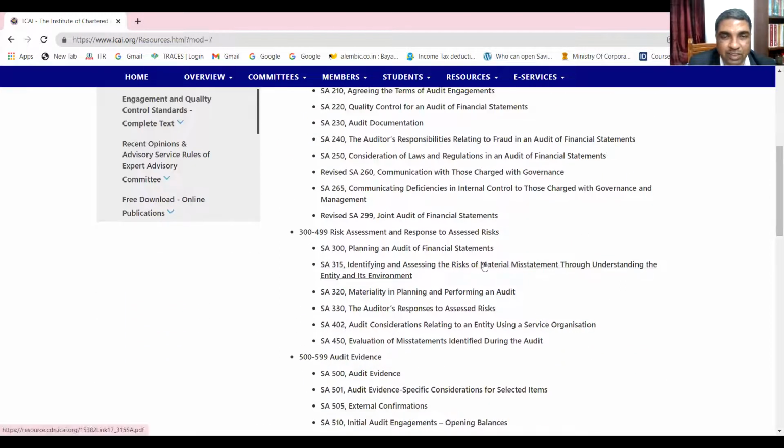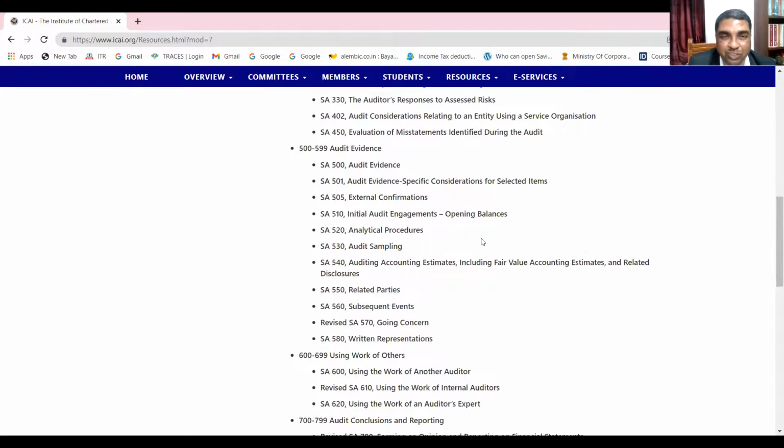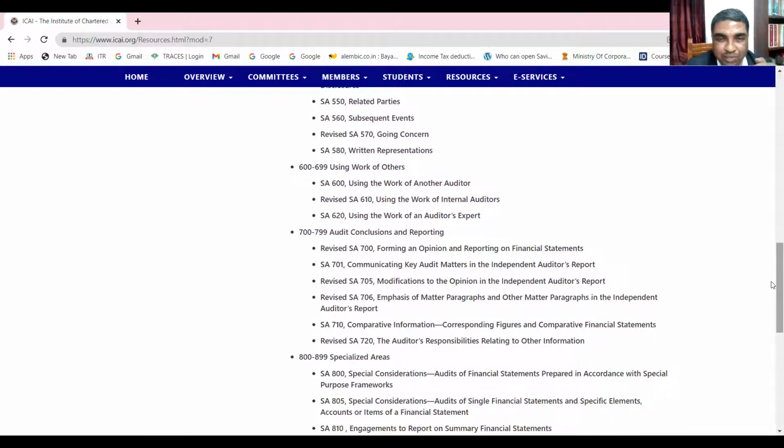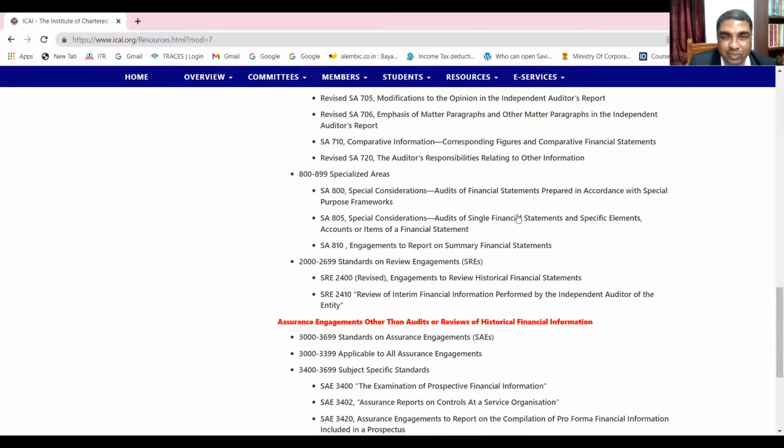Risk relating to audits is in the series 300 to 349, audit planning of financial statements. 330 talks about the auditor's response to assessed risk. The 500 series talks about audit evidence. Sometimes the auditor uses the work of others, so the 600 series will be useful at that point. The 700 series talks about audit conclusions and reporting. Standards 800 to 899 talk about some specialized areas.